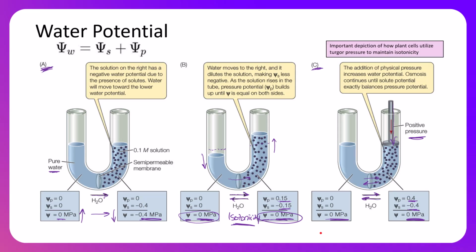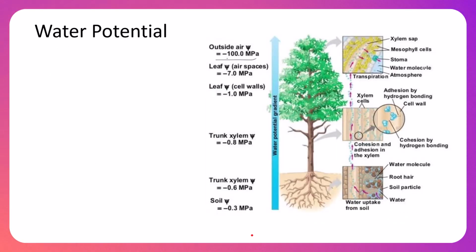So, this is an important depiction of how plant cells utilize turgor pressure to maintain isotonicity. The reason I put this in as a suitable diagram is that plant cells have cell walls, their membranes are pressing against the inside of the cell wall, and their central vacuole is filling with water and pressing from the inside out onto the cell wall, which increases the turgor pressure, exactly like what's happening on this C diagram. Keep that in mind as we start talking about what happens to the water potential in a plant as water moves through this water potential gradient.